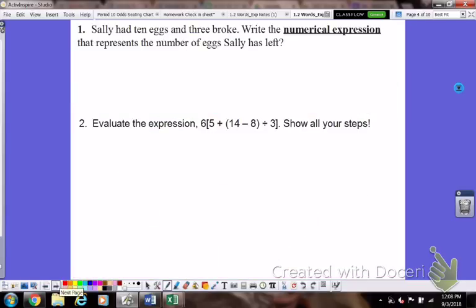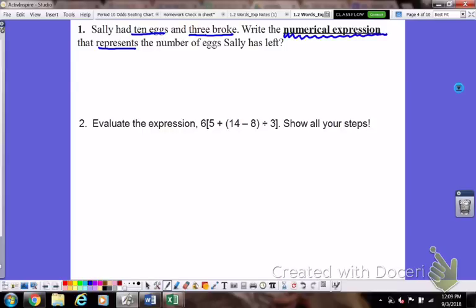Now we want to do a couple more of these, but where you're given the verbal instead of just given the expression. So our first one here. Sally had 10 eggs and 3 broke. Write the numerical expression that represents the number of eggs Sally has left. So she had 10 eggs, 3 of them broke. We want to find an expression.